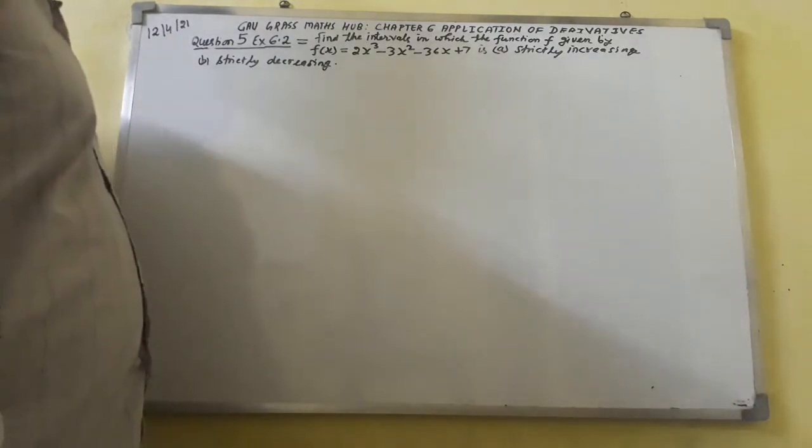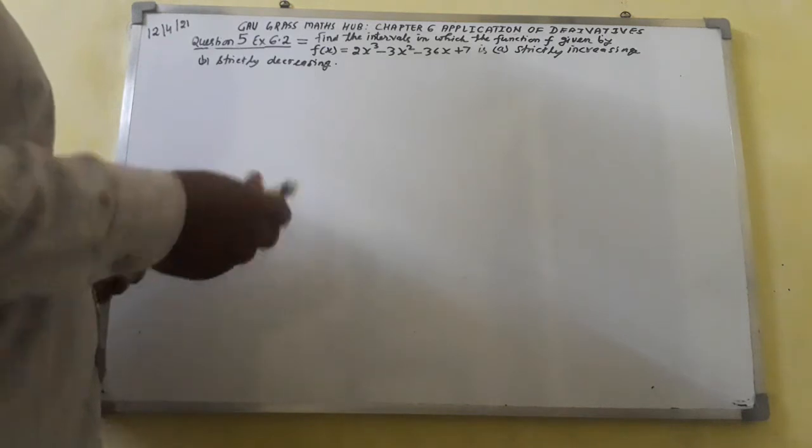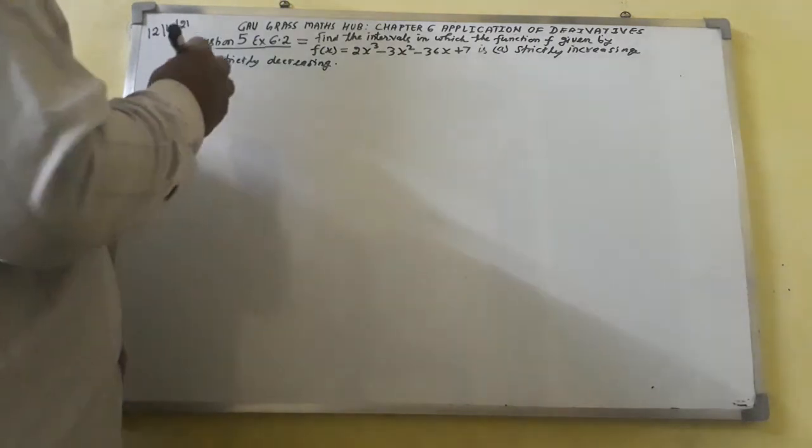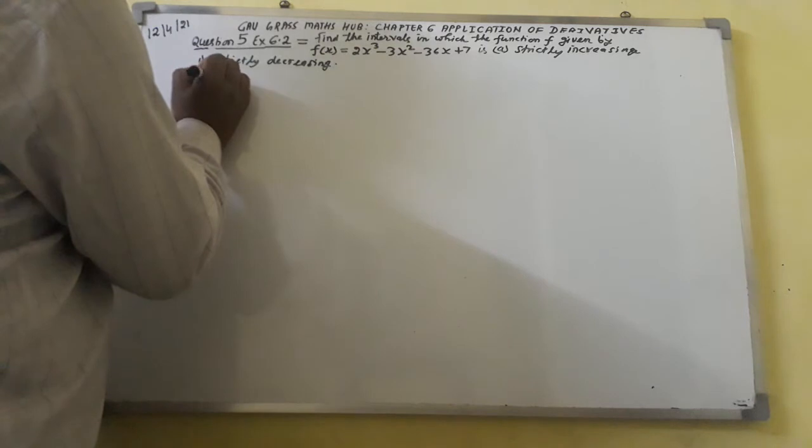I shall explain question number 5 that has been taken from exercise 6.2, chapter 6, application of derivatives, of NCERT 12th mathematics. The question is: find the intervals in which the function f given by f of x equal to 2x cube minus 3x square minus 36x plus 7 is (a) strictly increasing, (b) strictly decreasing. Now come to the solution. Here I shall write the solution.